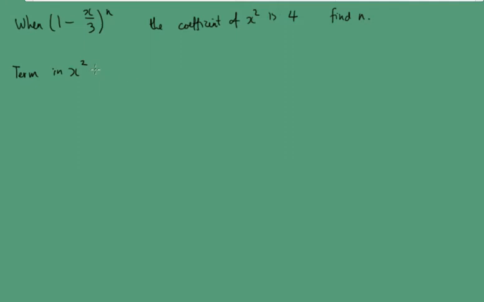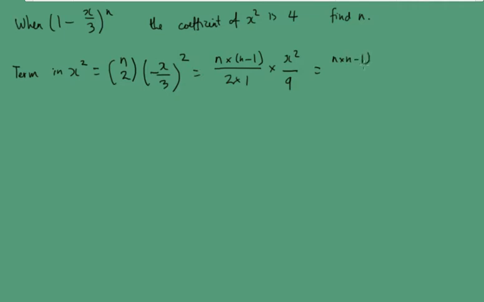So for x squared we'd have n choose 2, and we're looking at this part of it, so that's 1. We'd have (-x/3) squared, and that would give us n times (n minus 1) over 2 times 1 times, the minus and minus is positive, and that's going to be 2 squared, 3 squared is 9, and then that'll be 2 times 9 is 18, so n times (n minus 1) x squared over 18.